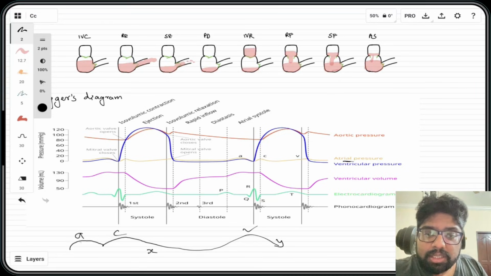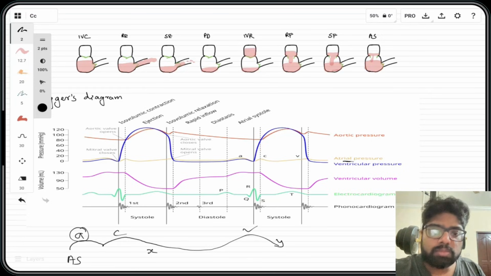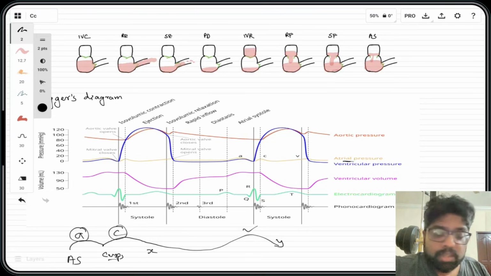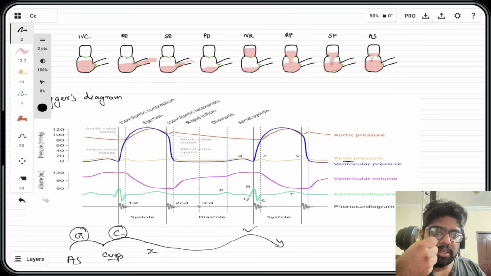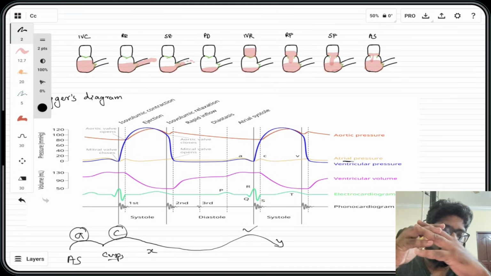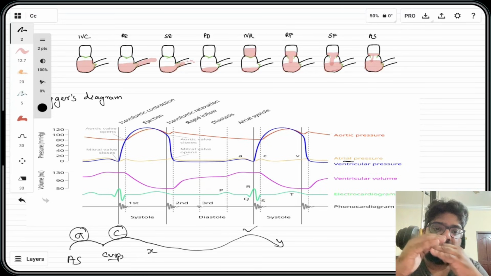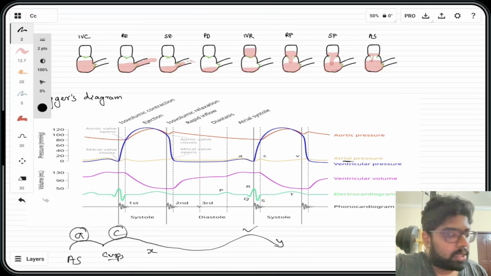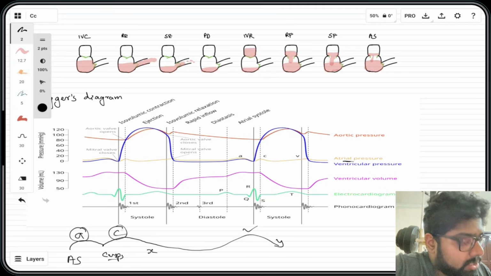Each of these letters stand for depicting the exact cause behind those waves. A wave stands for atrial systole. So when the atria is contracting, obviously there is going to be an increase in pressure inside the atria. C stands for cusps. Now this mechanism is a bit interesting. So when the ventricle is contracting against a closed AV valve, the increase in pressure inside the ventricle will push the cusp back into the atria. This will result in a small increase in atrial pressure known as the C wave.